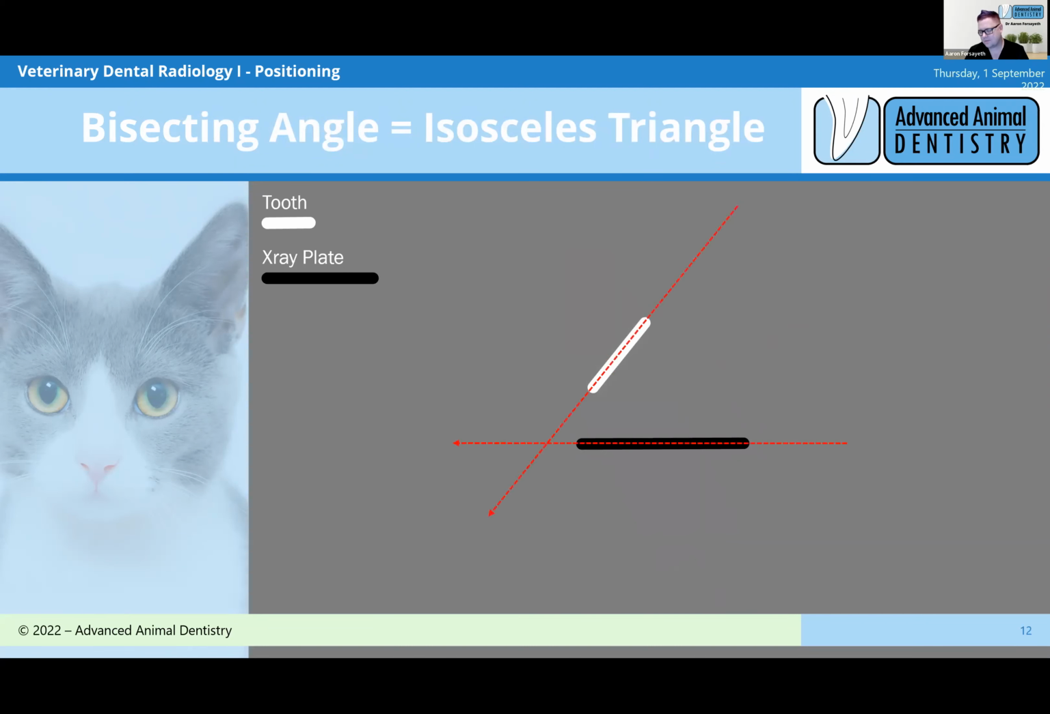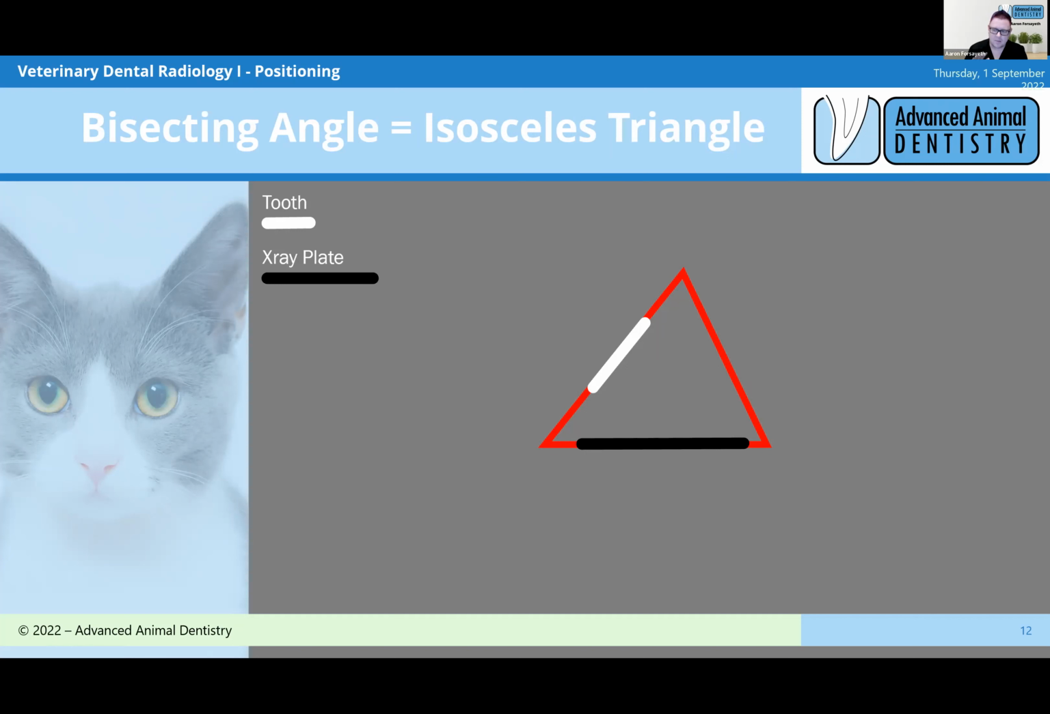Another way to visualize it: I was doing a workshop quite a few years ago now, and one of the participants had grasped the idea of bisecting angle, and they said, oh, it's just like this as well. We realized it looks a bit weird when we do this, but the tooth and the X-ray plate form the two equal sides of an isosceles triangle. Even though it doesn't look like an isosceles triangle at the moment, that is because the white line is shorter than the black line. But believe me, that is an isosceles triangle.